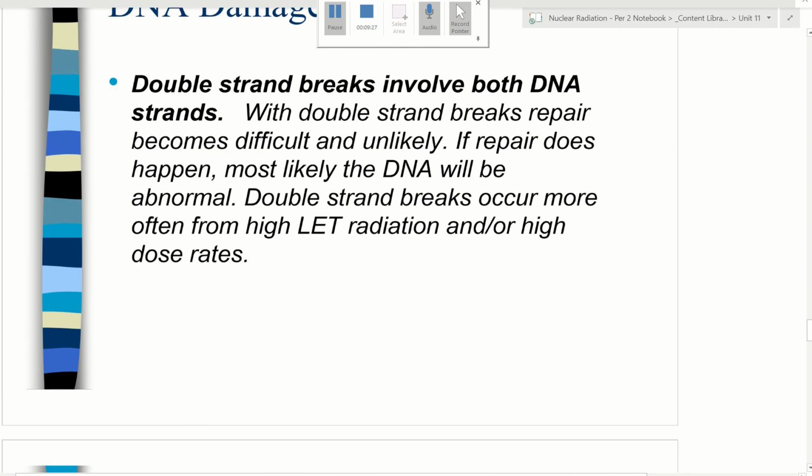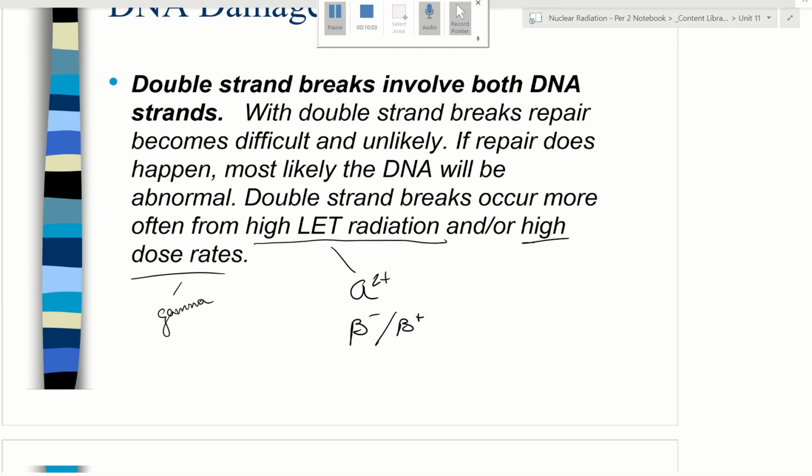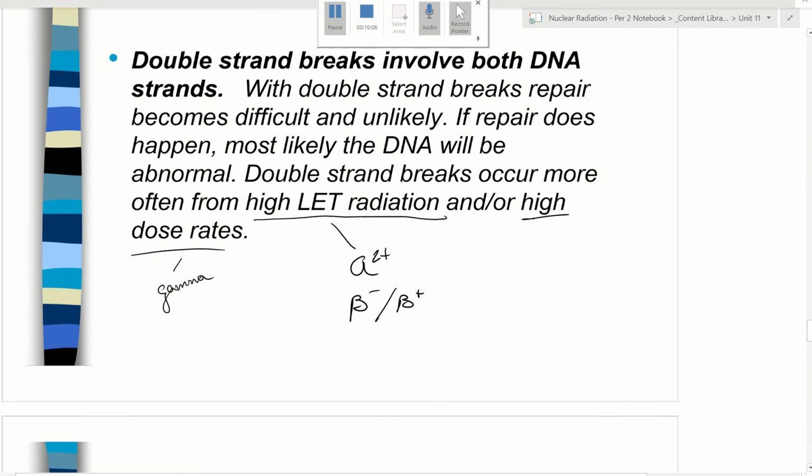Double strand breaks involve both DNA strands, and so repair is not very likely. When you have double strand breaks, the repair is much more complex, and typically the cell isn't going to be able to repair it correctly. This happens with high linear energy transfer radiation. This is going to be alpha. It's going to be the biggest culprit, but beta can actually do this as well. Or it can be high dose rates of gamma. So we can have both double strand and single strand breaks happening between either high doses of gamma or alpha or beta.